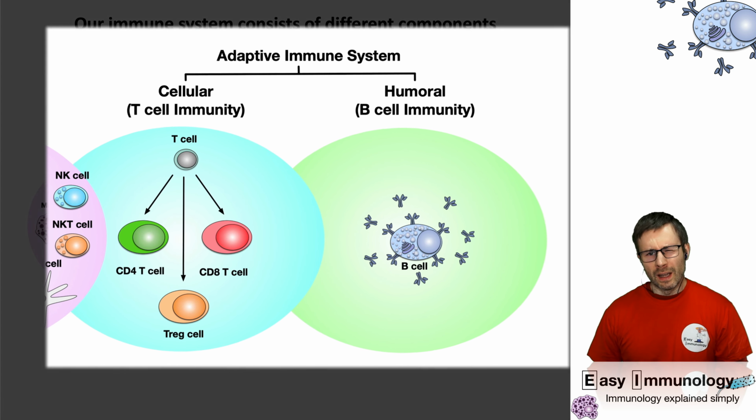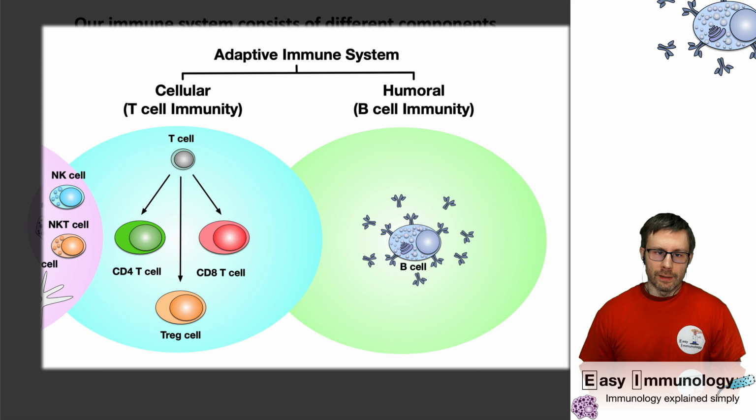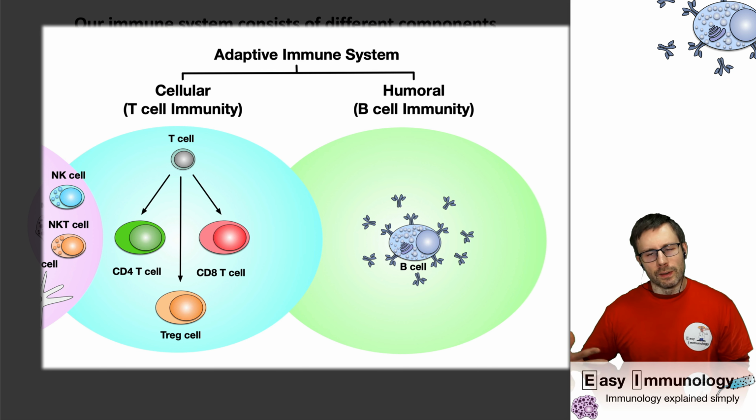On the adaptive side, we have the T cells. There are different types we will look at today, and together they are referred to as the cellular part of the adaptive immune system. And we have the B cells and the antibodies produced by B cells, and they are referred to as the humoral part of the immune system.